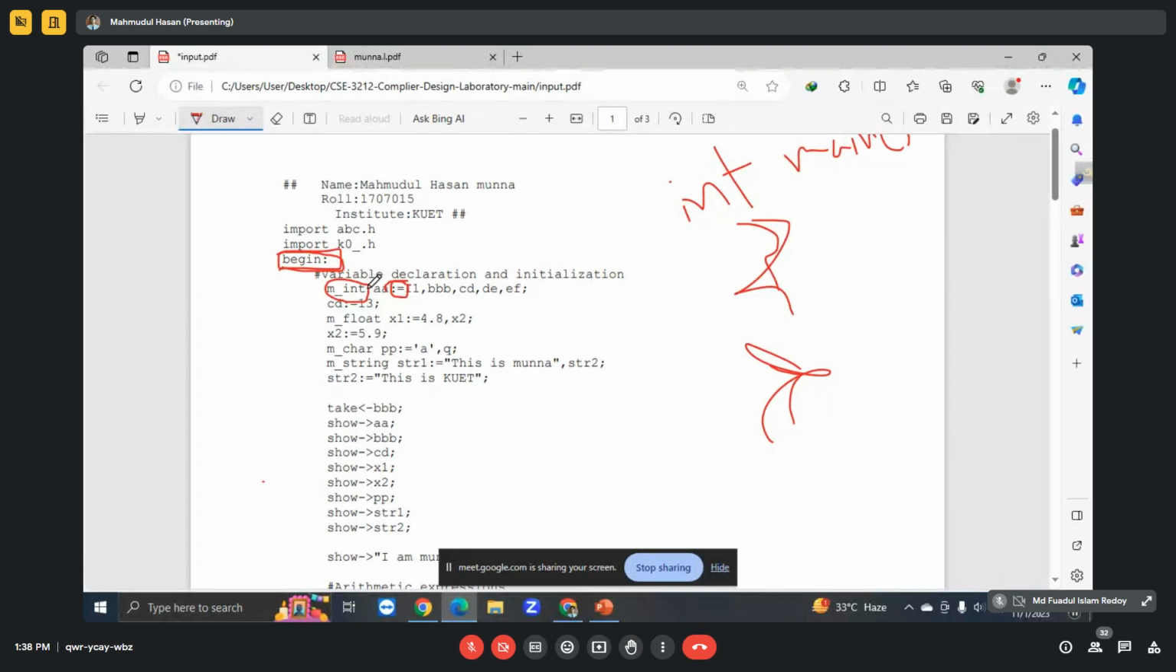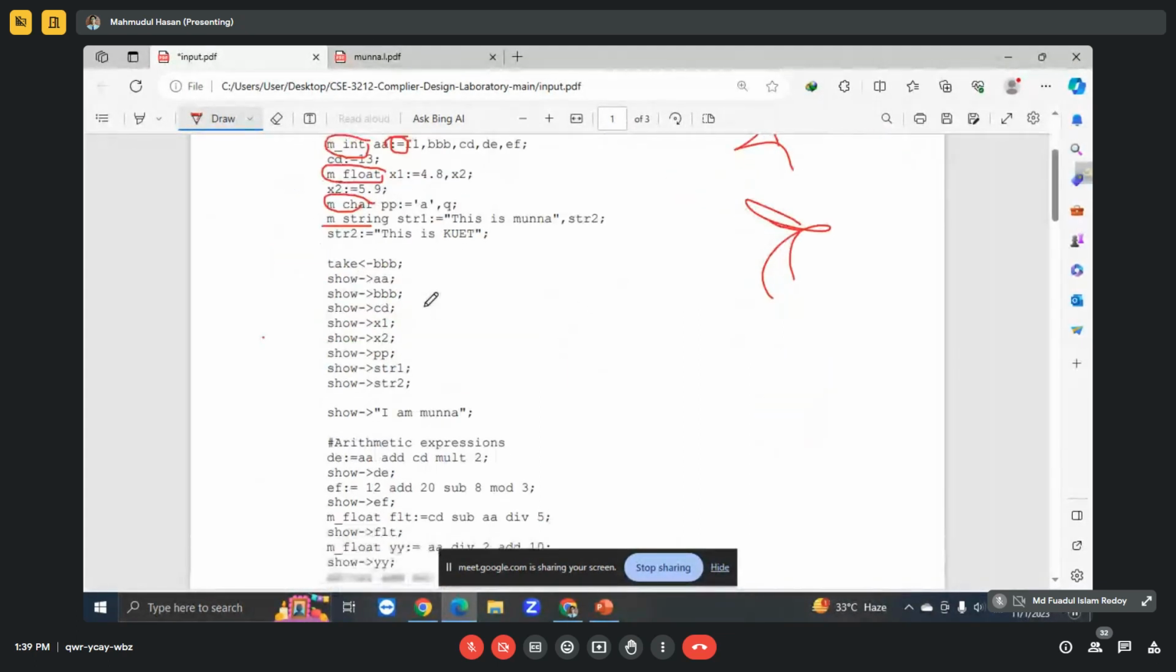Then this is the float data type, that is m underscore float. This is the character data type, m character like that. This one is string. So it totally depends on me how I define those things. Is it possible? Obviously it is possible because I am just designing my compiler, so it totally depends on me.